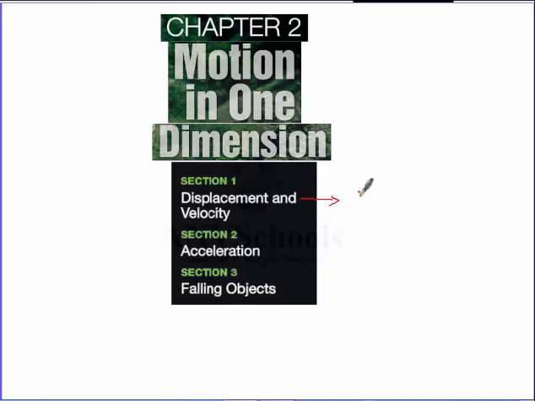Here we will see distance, displacement, which is a vector physical quantity, speed and velocity. Under section 2 we will define the meaning of acceleration and solve some examples related to acceleration. Under section 3 we will see falling objects.